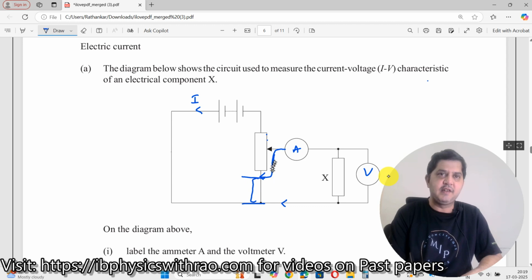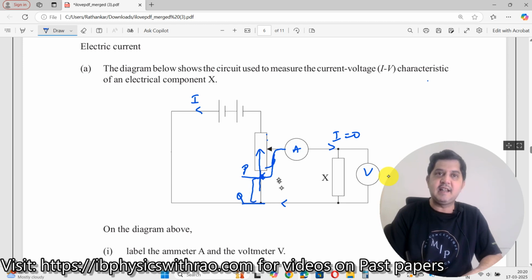So when it comes to this point, it observes that the potential at this point, let me call it P, and this point Q, are one and the same. If they are the same, then definitely current will not flow here. The current will not go through the circuit but will just go like this, which means the current through this X would be 0 here.